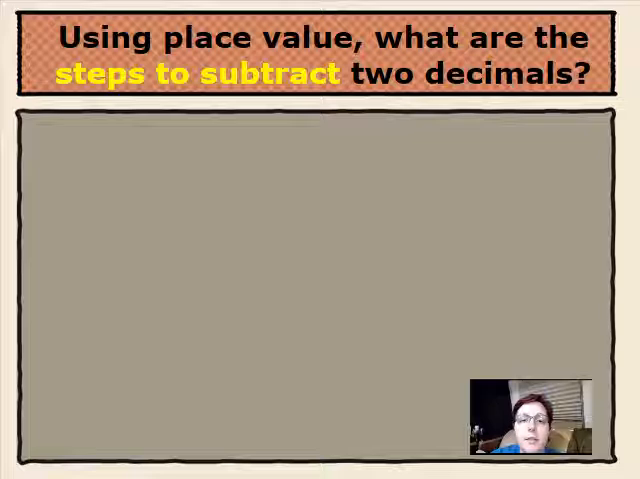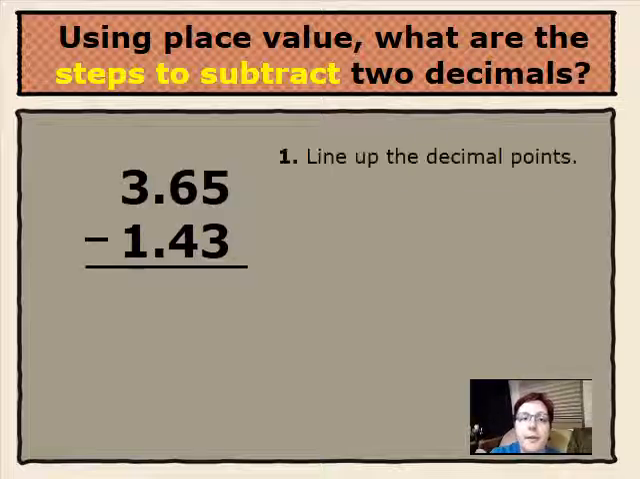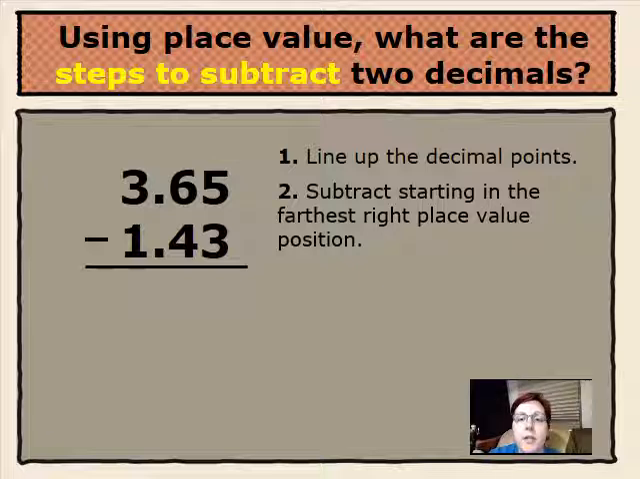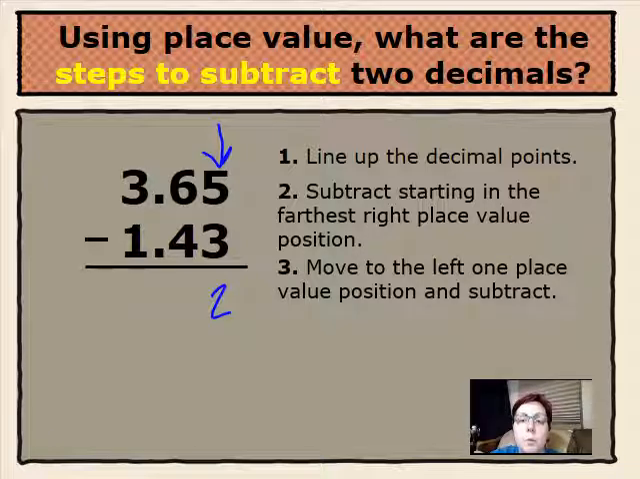Using place value, what are the steps to subtract two decimals? The first step is to line up the decimal points so that when you begin subtracting, you subtract correctly. The second step is to subtract starting in the farthest right place value position. The farthest place value position to the right is our hundredths place. So we're going to subtract in that place value position, which leaves us with 2 hundredths. The next step is to move to the left one place value position and subtract. One place value position to the left is the tenths place. When we subtract the position in the tenths place, we get 2 tenths.